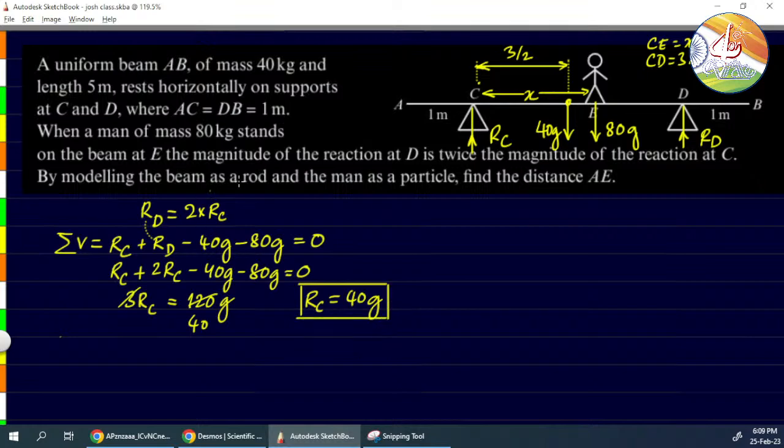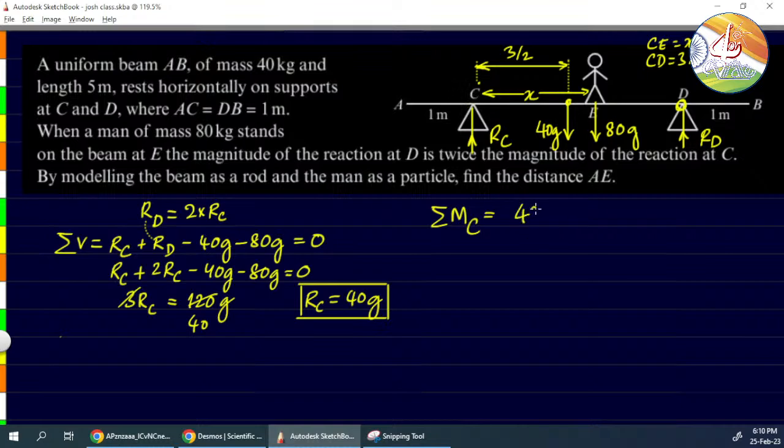But this is not what he is asking. He is interested in knowing the value of X. In order to find the value of X, we have to take sigma moment, sum of moments equal to 0. Again we have to choose some point. I told you we should choose it such that one of the unknowns will become 0, but RC and RD both we have found anyway. Moment about D becomes complex, so let's go with moment about C itself. RC will not have any moment because it is passing through point C.